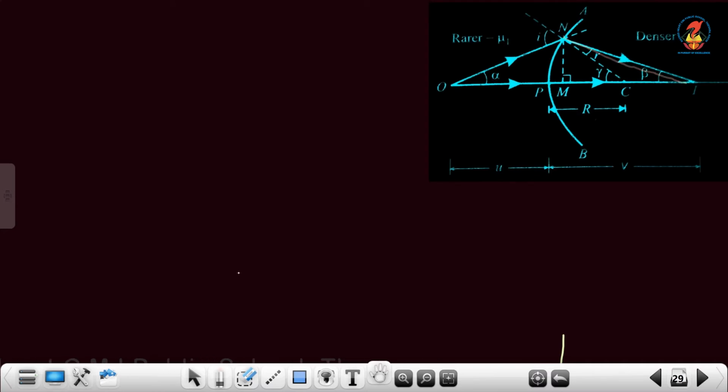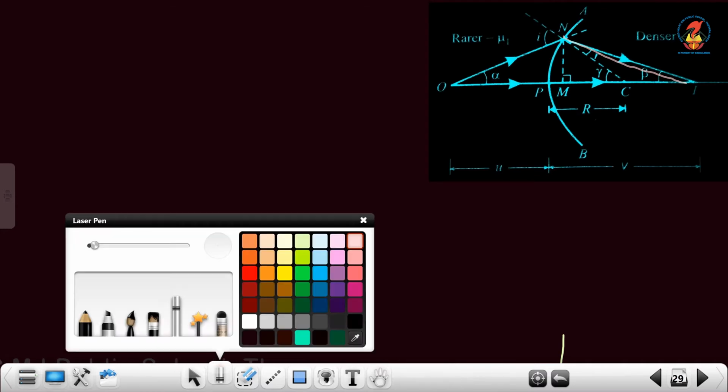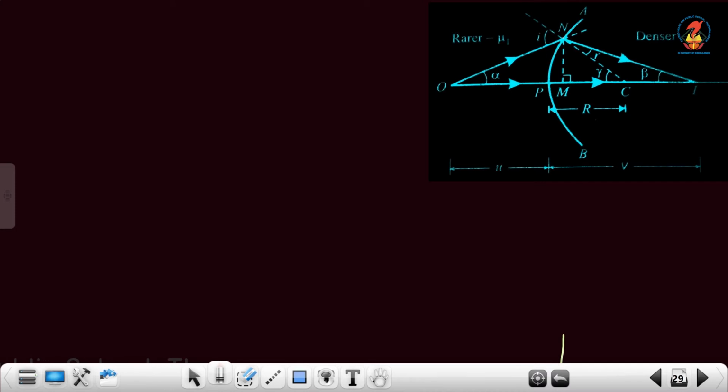Now, to draw the normal, a line is drawn from the spherical surface to the center of curvature, which acts as the normal. So this is the angle of incidence, this is the angle of refraction, this angle I am taking as alpha, this angle is beta, and this angle is gamma. Again, a normal line is drawn from point N to the principal axis. It meets the principal axis at point M. Now, using this diagram, we are going to derive the relationship.